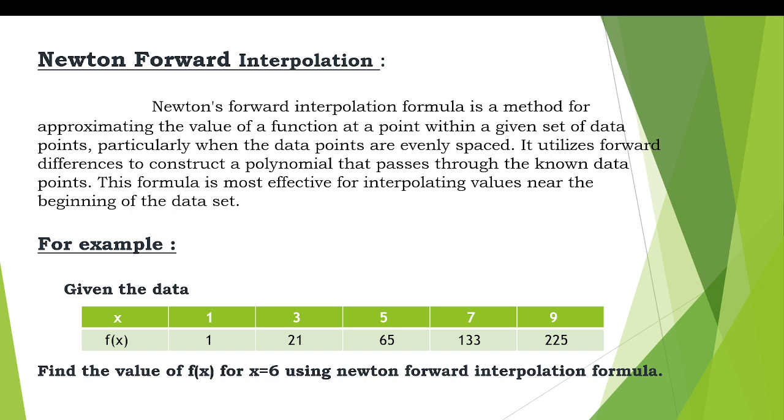For example, the given datasets are: the x values are 1, 3, 5, 7 and 9, and the corresponding f of x values are 1, 21, 65, 133 and 225. Find the value of f of x for x equal to 6 using Newton forward interpolation formula.